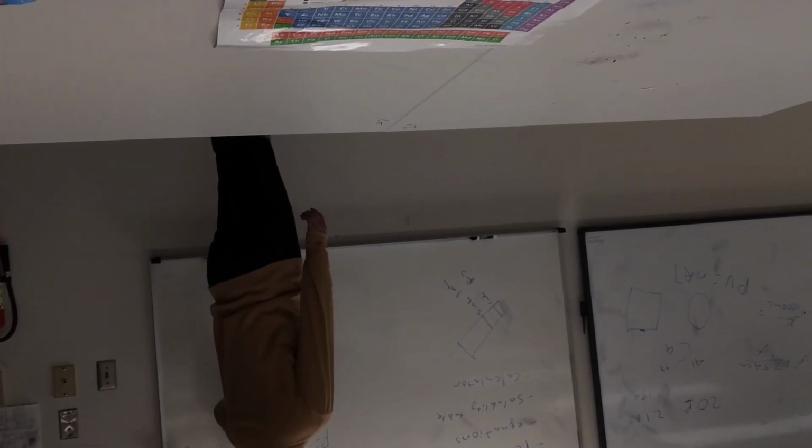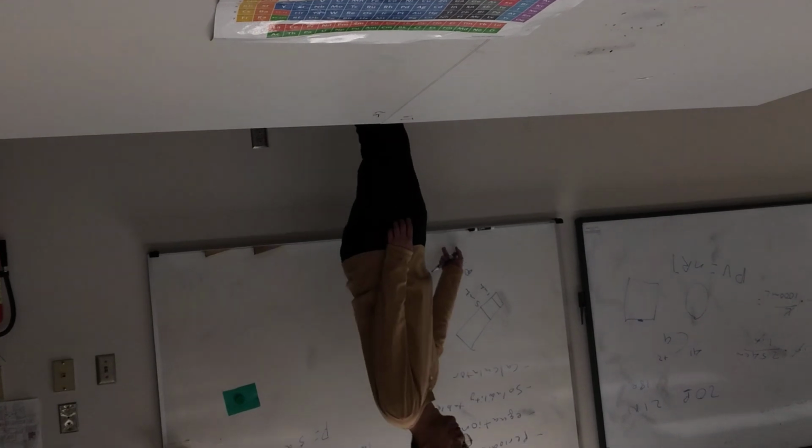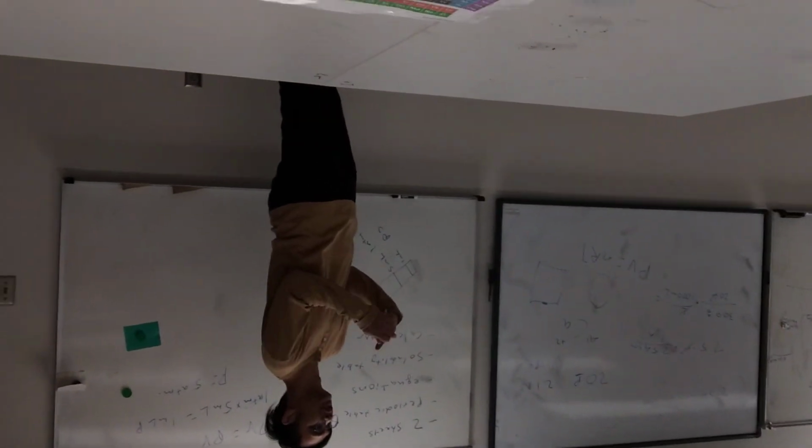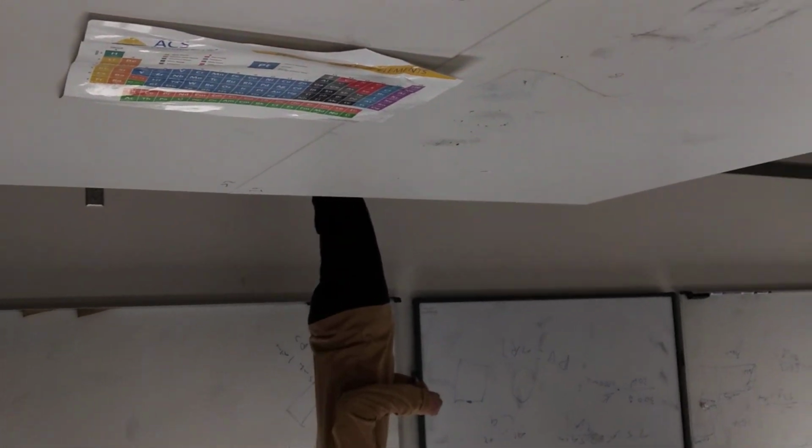P is equal to 5 divided by 1, so 5 atm. So you increase the pressure by 5 times if you compress your syringe. Any questions? No. Okay.